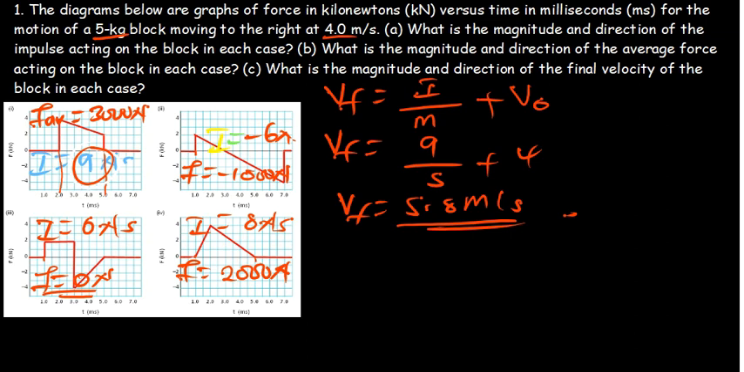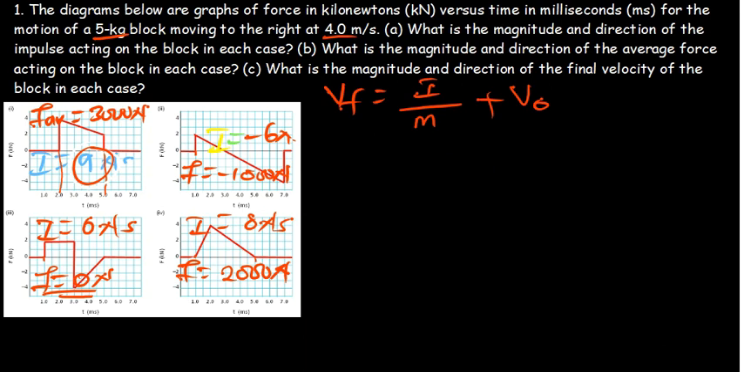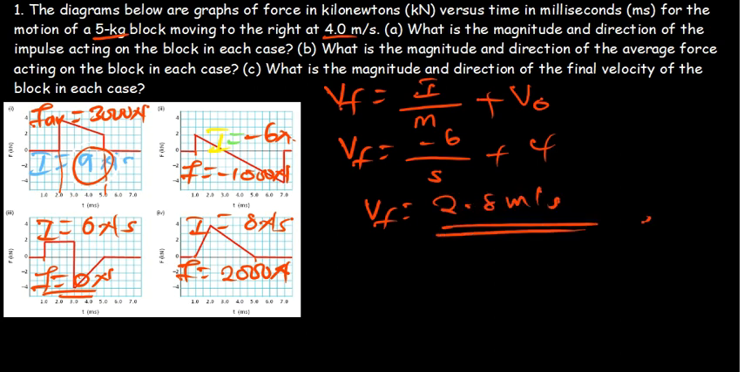So now we can also see that using the same formula I can solve for this one. Now the final velocity is going to be the impulse we found, -6, divided by the mass, which is 5, plus the initial velocity, which is 4. So -6 divided by 5 plus 4, I'm getting a positive 2.8 meters per second. Okay, it is also positive, we can see.